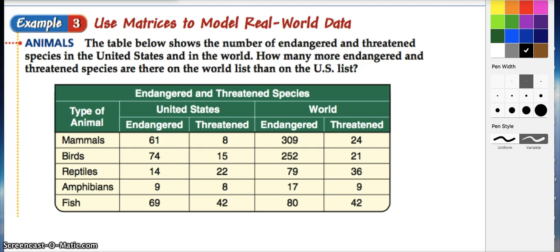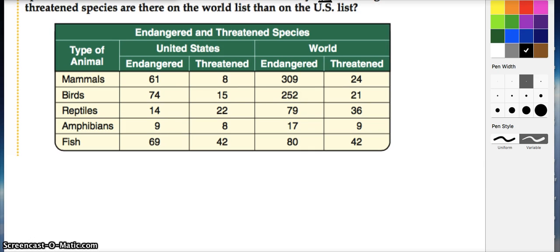Here in example 3, we're going to use matrices to model real-world data. So, animals. The table below shows the number of endangered and threatened species in the United States and in the world. How many more endangered and threatened species are there on the world list than on the United States list? And so we're going to use matrices to answer that question.